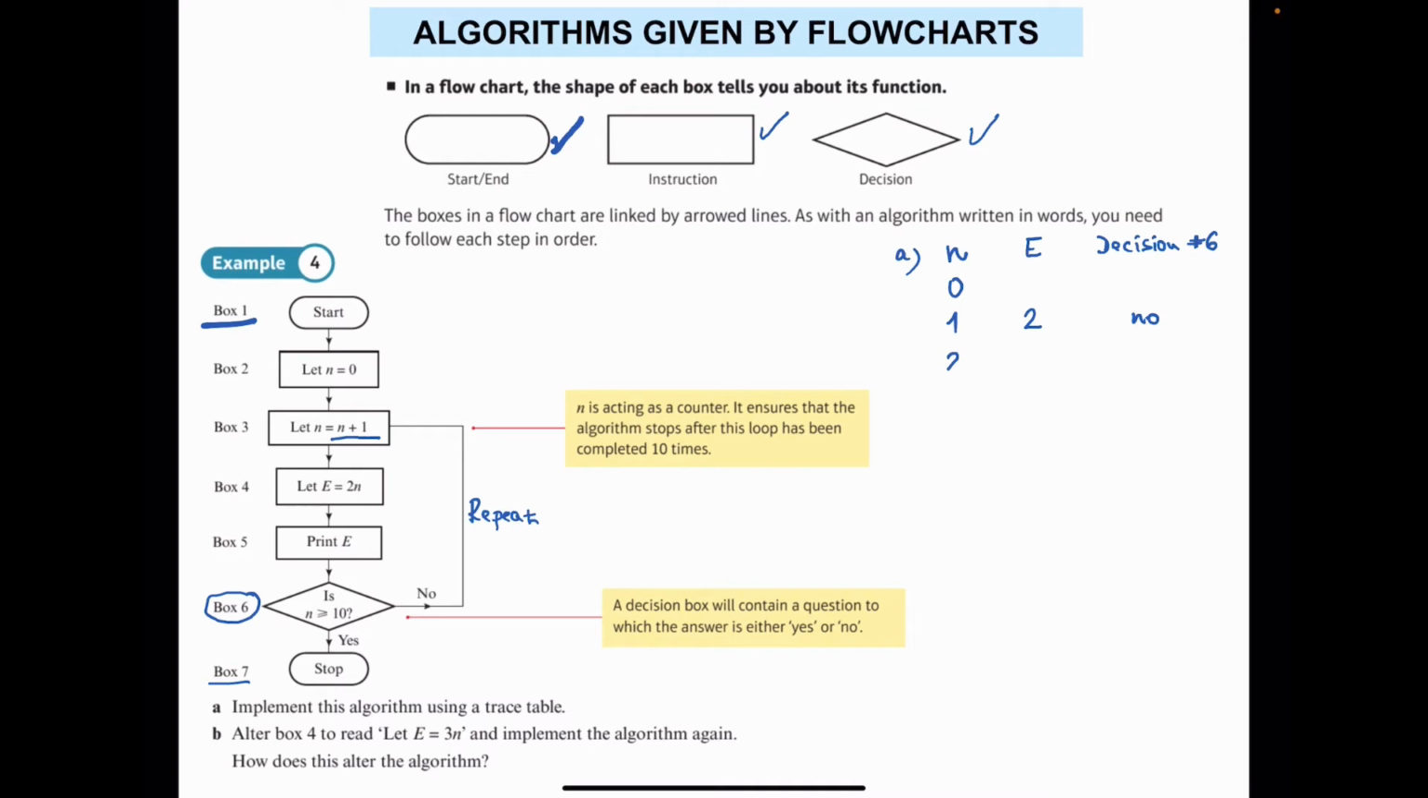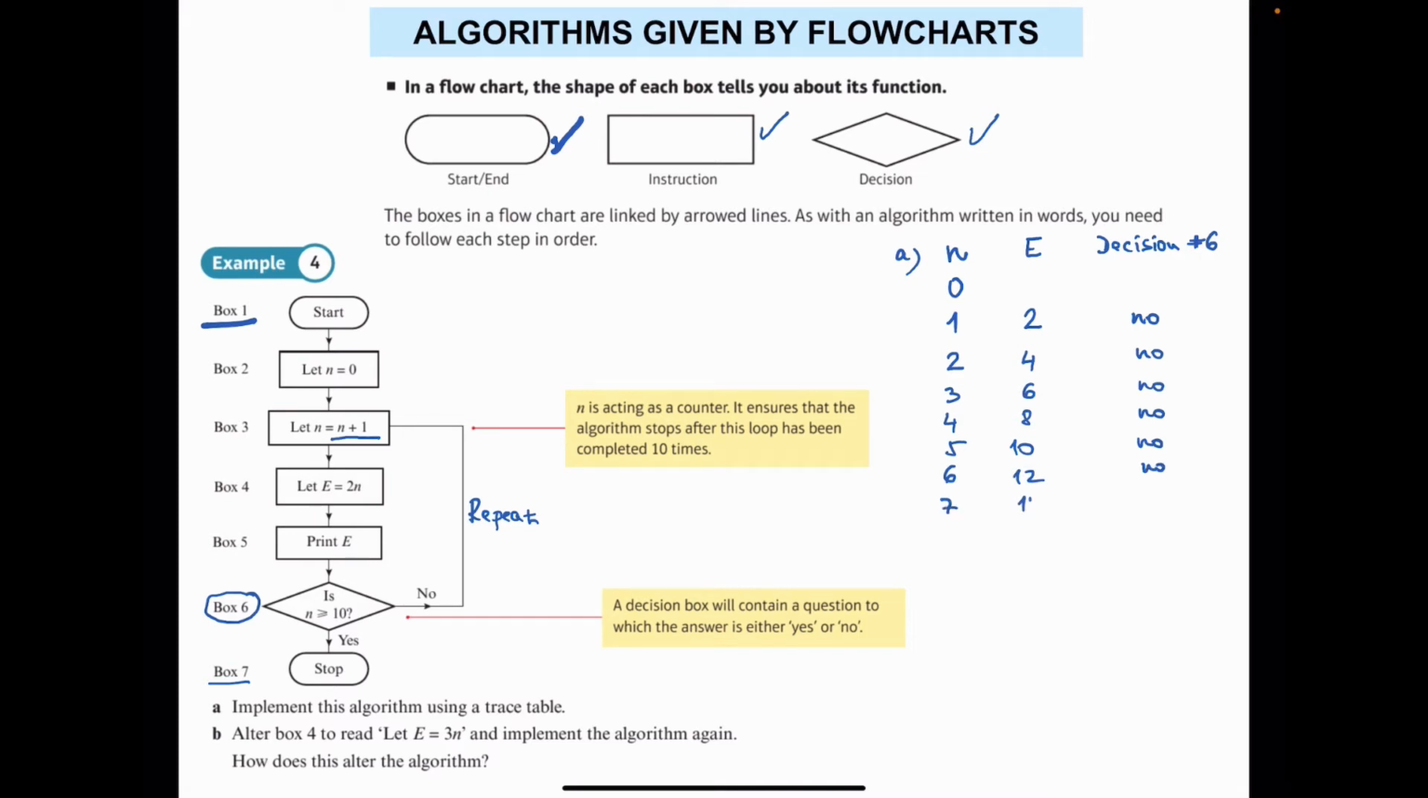So I have to increase n. So 2 times 2 is 4, and again n didn't reach 10 yet. So 3, 6, and it's no. 4, 8, and no. 5, 10, and no. 6, 12, no.